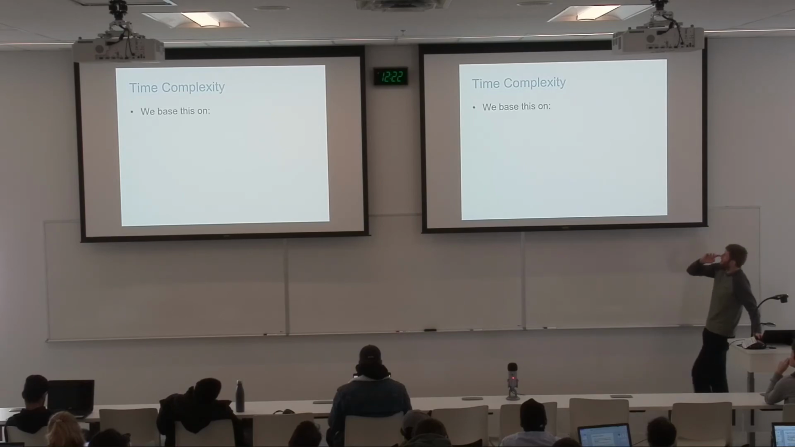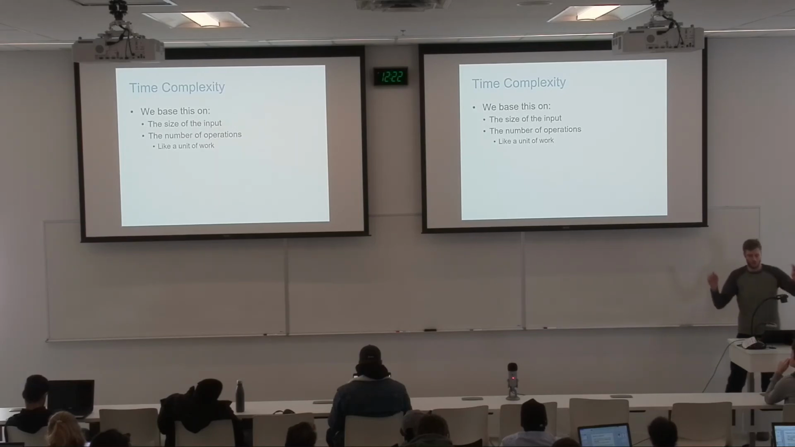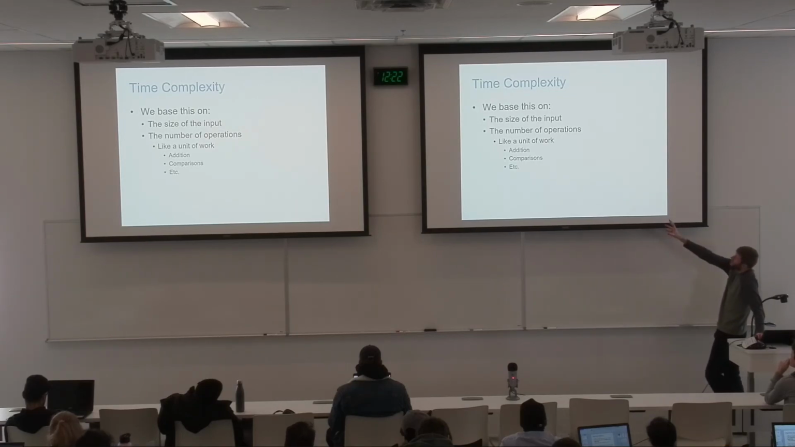So time complexity is based on the size of the input and the number of operations. The number of operations is like units of work, so that could be something like addition, comparison, etc., right? So these are really what we care about: the size of the input and what operations are being done.